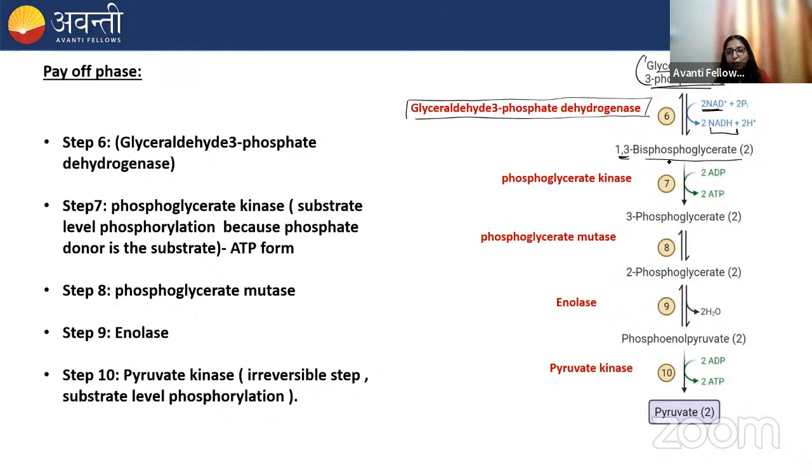Now this 1,3-bisphosphoglycerate will be converted into 3-phosphoglycerate, and the enzyme involved is phosphoglycerate kinase. Now ADP will form ATP. You can see this 1,3-bisphosphoglycerate has bis. Bis means 2. It has 2 phosphate groups. Now 1 phosphate group is taken by ADP and ADP is converted to ATP. So ATP is released in this step. And remember, this is a substrate level phosphorylation.